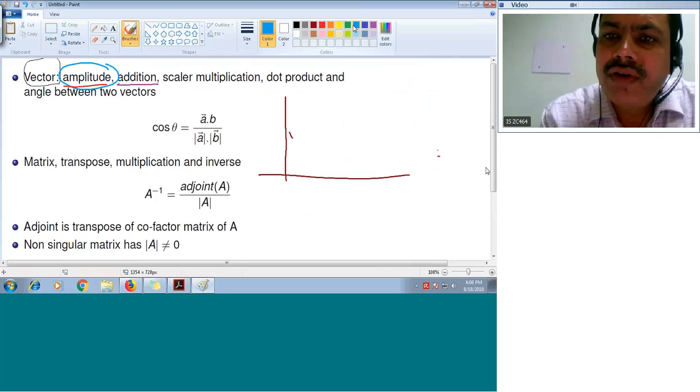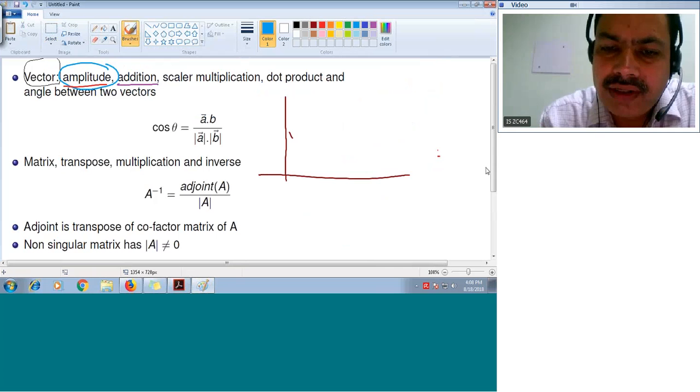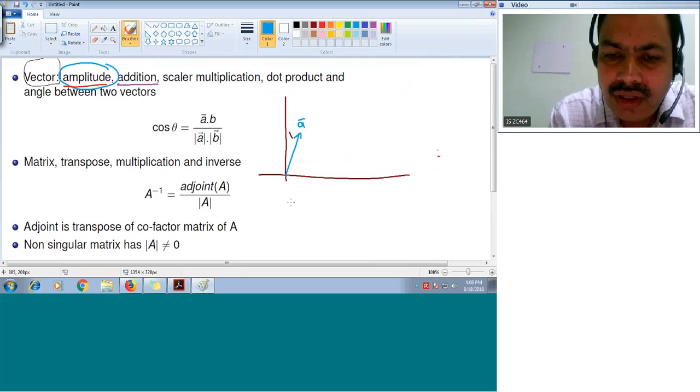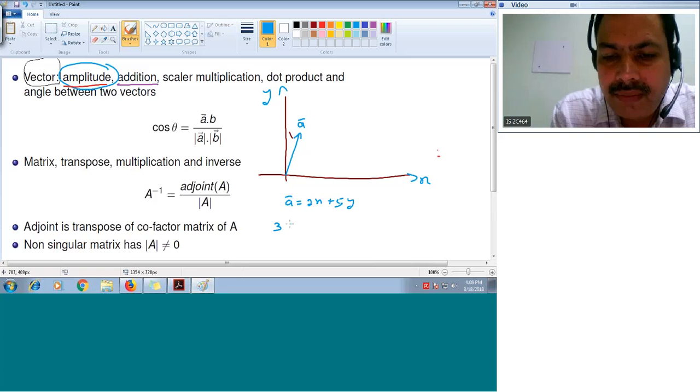What I want to say is, let's assume you have a vector, this is a vector A. Let's assume vector A is equal to 2x plus 5y. This is x, this is y. If I multiply it with a scalar number, say 3A, all the quantities are multiplied. It becomes 6x plus 15y.